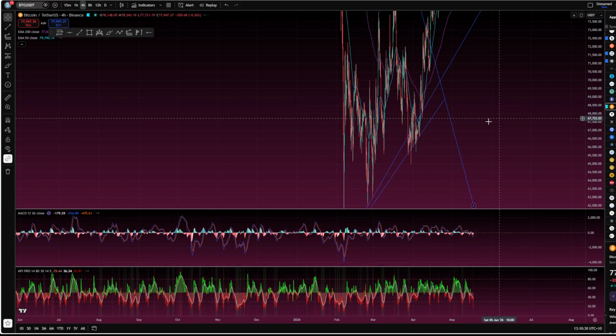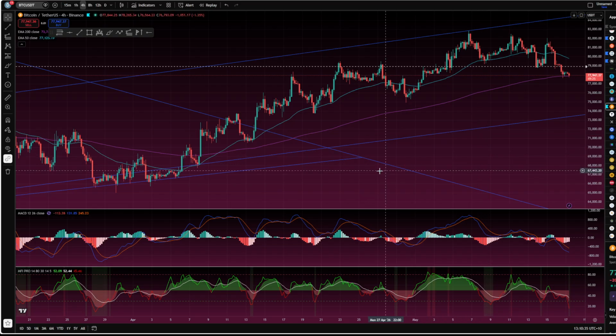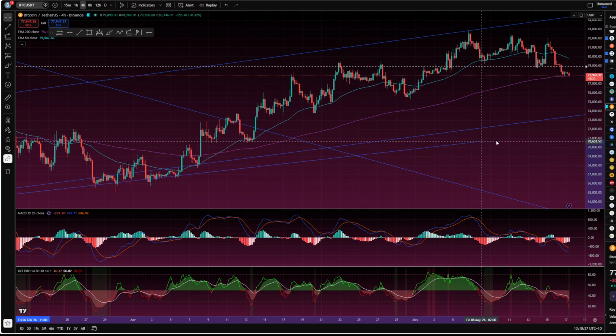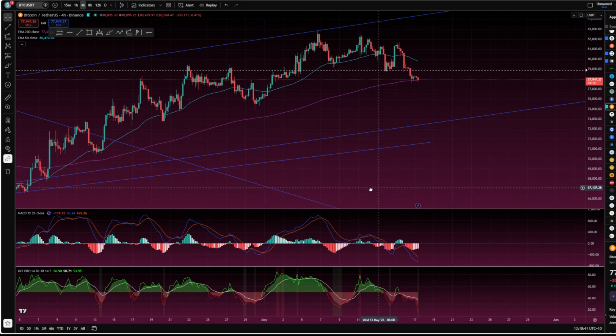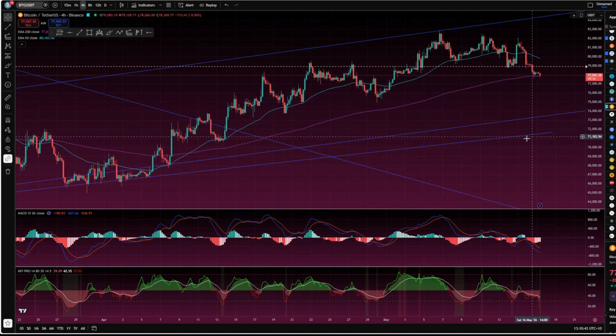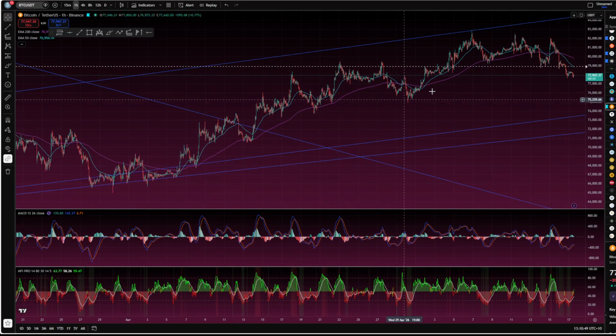And I'm going to zoom back out just purely so I can extend that. Hopefully that didn't mess it up too much. Yeah, still looks good.